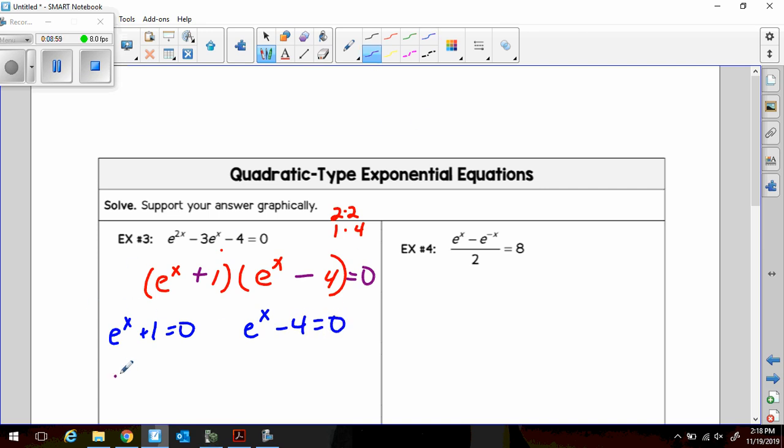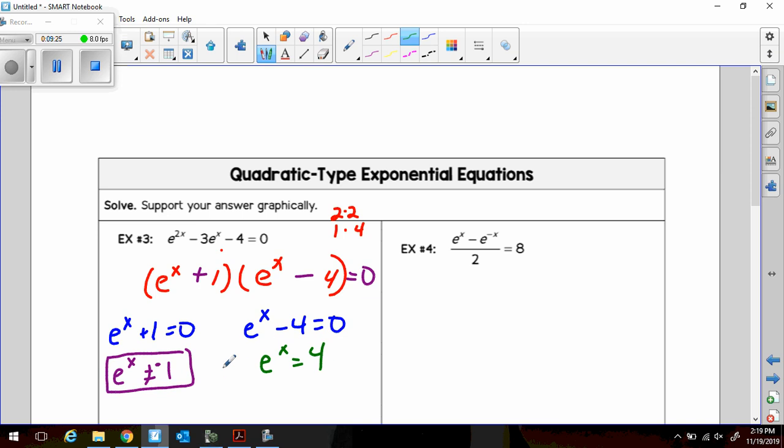Move the 1 over, e to the x equals negative 1. When does an exponential equal negative 1? Does an exponential ever equal a negative number? This is not going to be a solution. This is never a thing. So I'm going to cross it out. What about this one? I'm going to have to add the 4 over. So this one's okay. E to the x equals positive 4.